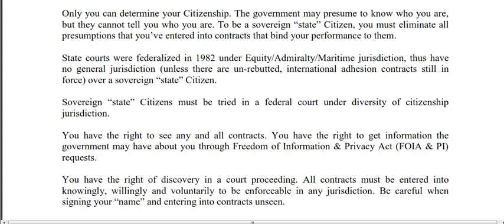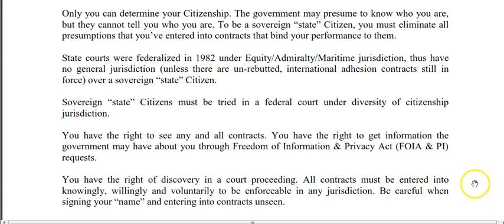You have the right to see any and all contracts. You have the right to get information the government may have about you through the Freedom of Information and Privacy Act request. You have the right of discovery in a court proceeding. All contracts must be entered into knowingly, willingly, and voluntarily to be enforceable in any jurisdiction.